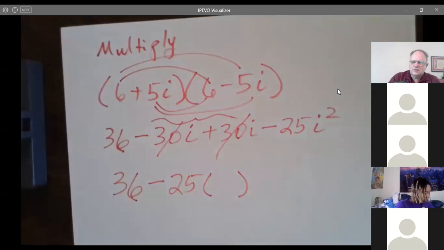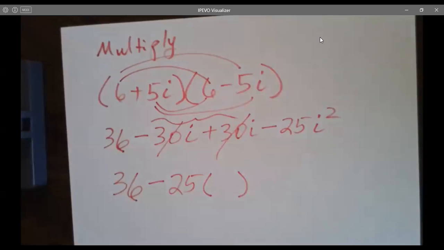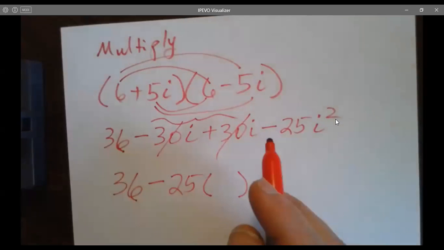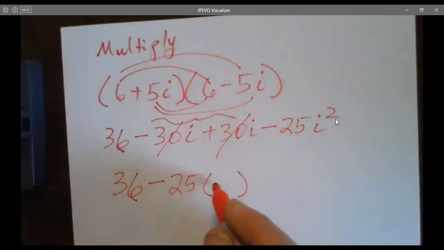Let's see, Tanas. What does the i squared change to? Is it negative 1? It would be negative 1, right?